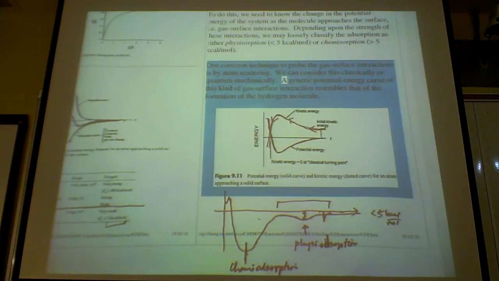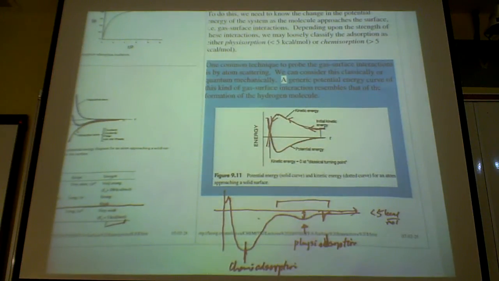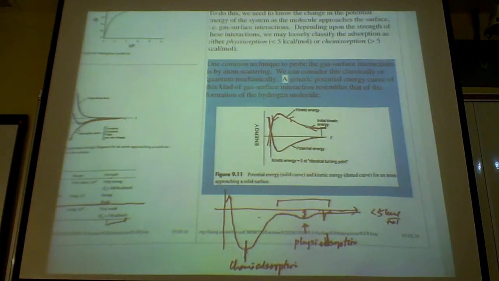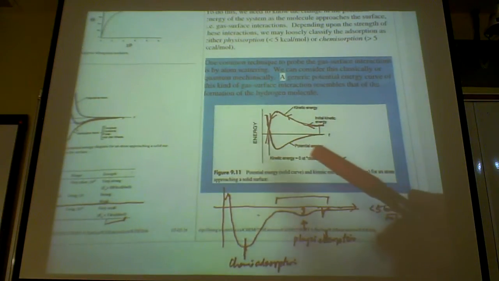How do we probe this type of interaction? How do we learn a little bit about this gas surface interaction? And the common technique that people think about is basically collision theory one more time. You're basically throwing particles, atom scattering. You're creating an atomic beam, and you collide this beam with your surface, and then you see what happens to it. Okay, so that's basically the common approach of looking at this.